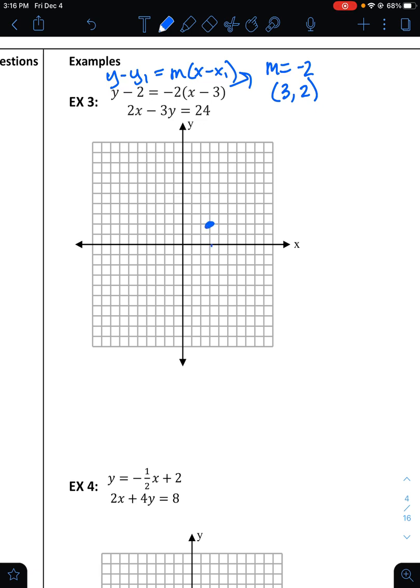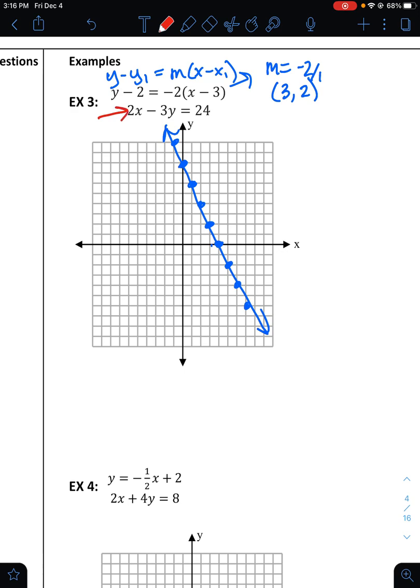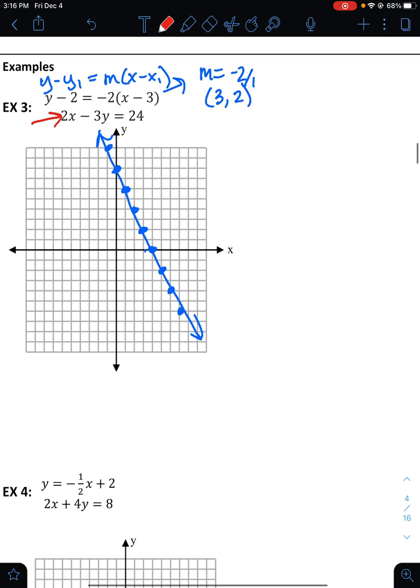and then count my rise over run. So it's -2 over 1. So I need to go down 2 over 1, down 2 over 1. Like I said, I like to put quite a few dots. Okay. So there's my first line. And then my second line, let's go ahead and do intercepts again.